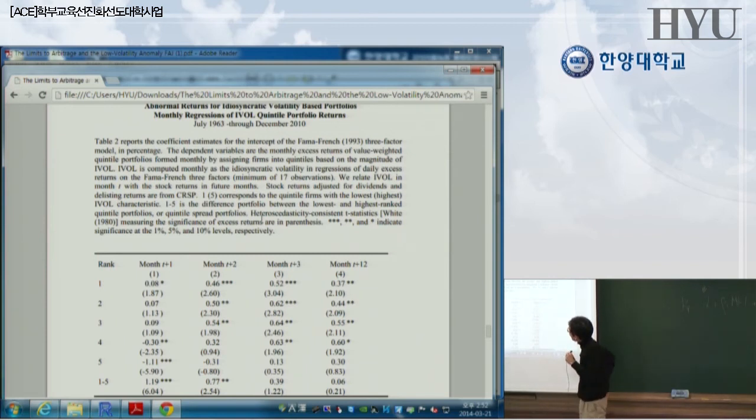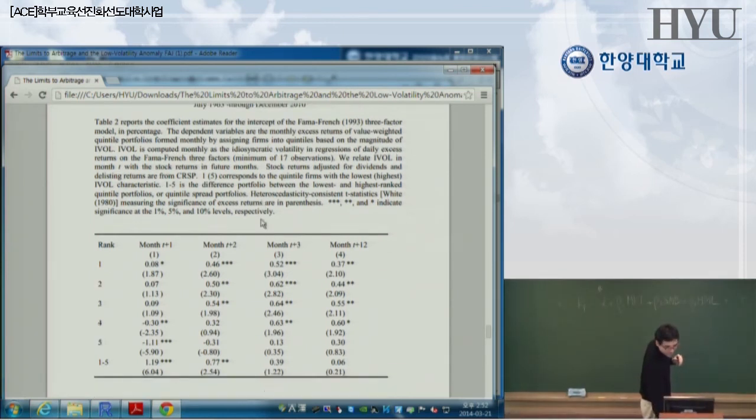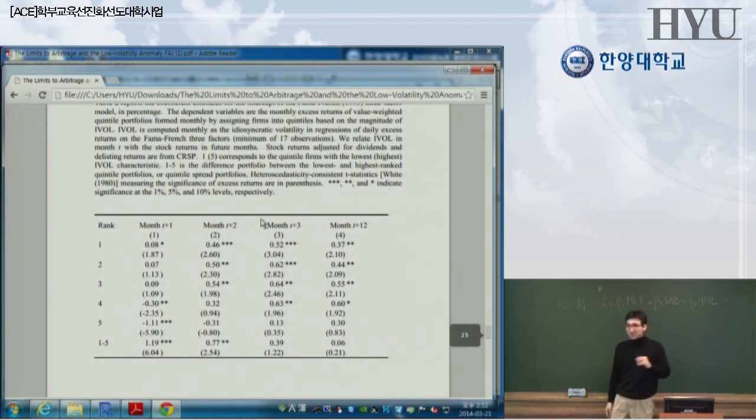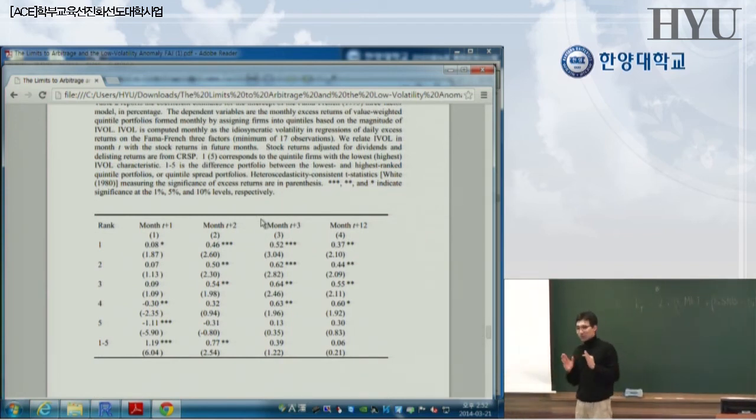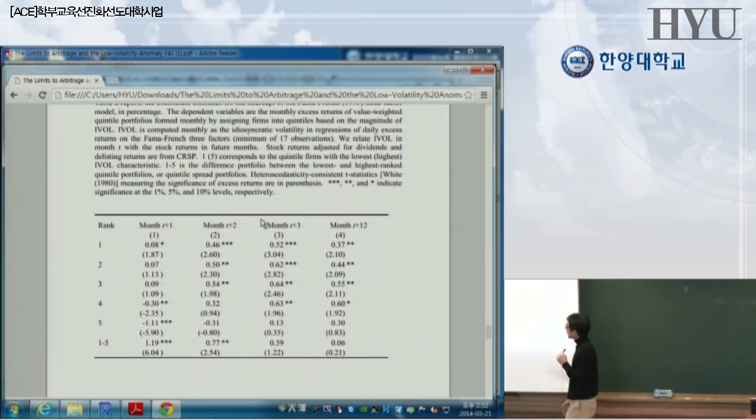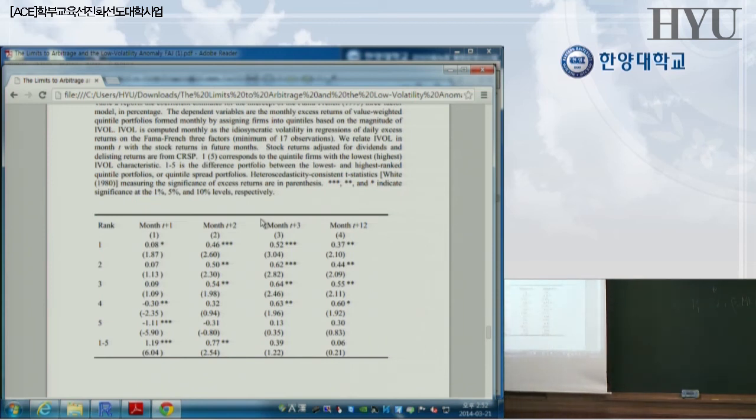3 star, 2 star, 1 star indicate that they are significant at 1%, 5%, 10% levels. Okay? Now this table is highly interesting. Let's take a thought. We formed the portfolio this month based on 1 month data, and from today to the next 1 month, what's happening is that rank 1, low volatility stock, is positive, high volatility stock is negative. So it is exactly ordered.